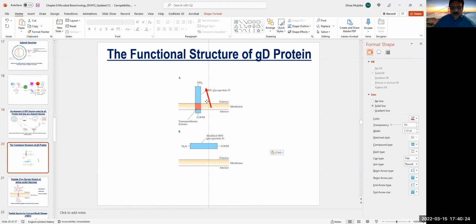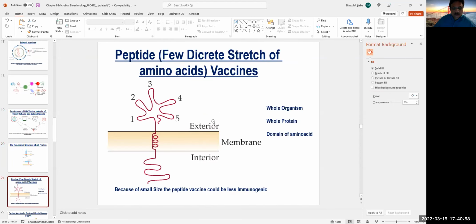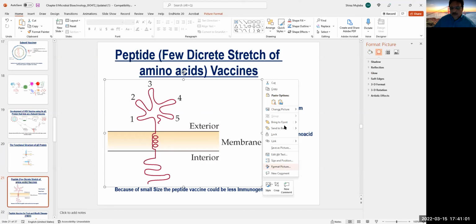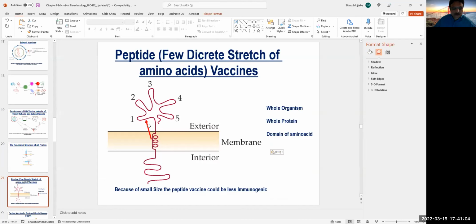So if this is the GD protein, what is a GD protein? It is extracellular. It means that if this is a viral surface, viral membrane, it protrudes outside in the environment. It has a transmembrane that goes through the membrane, and then it is inside the virus body, right? So from such a long GD protein, we have to narrow down to few amino acids which are important for facilitating entry. So this is the model for GD protein, right?